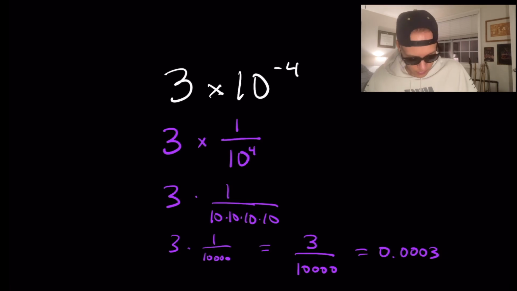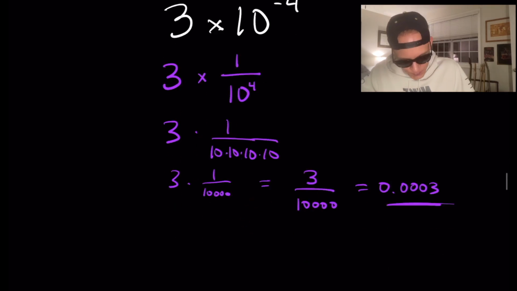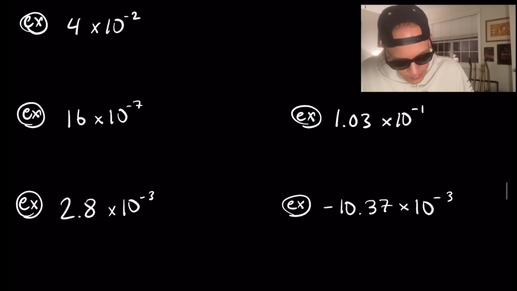So 3 over 10,000 is the same as 0.0003. If you are shaky with your decimals and place values and stuff like that, definitely suggest you go watch some videos and rehash that. But that's an explanation as to why that trick that we did earlier works.